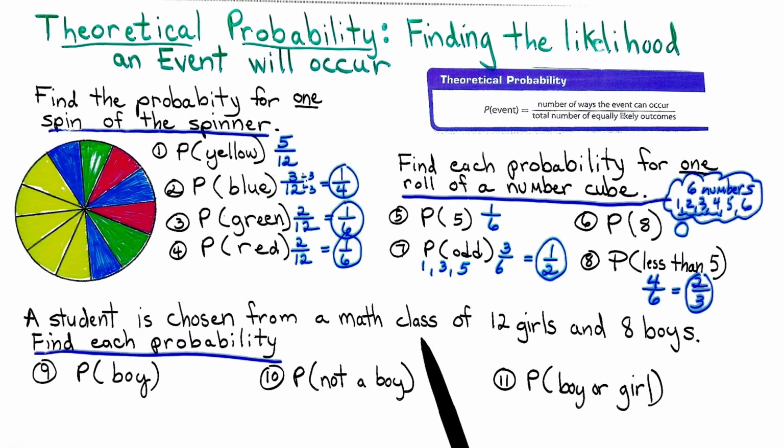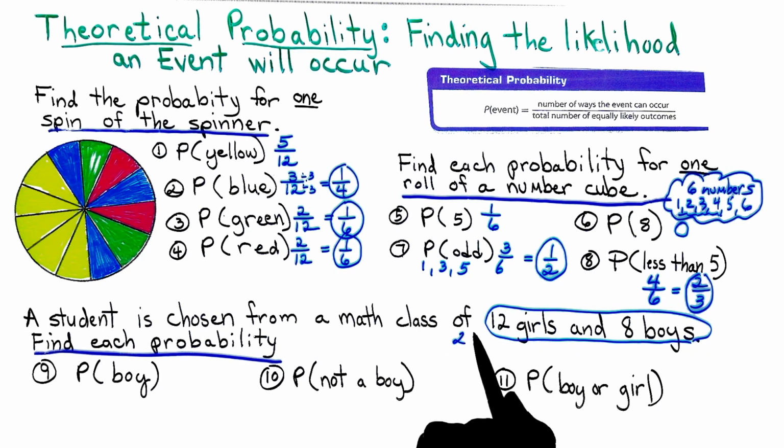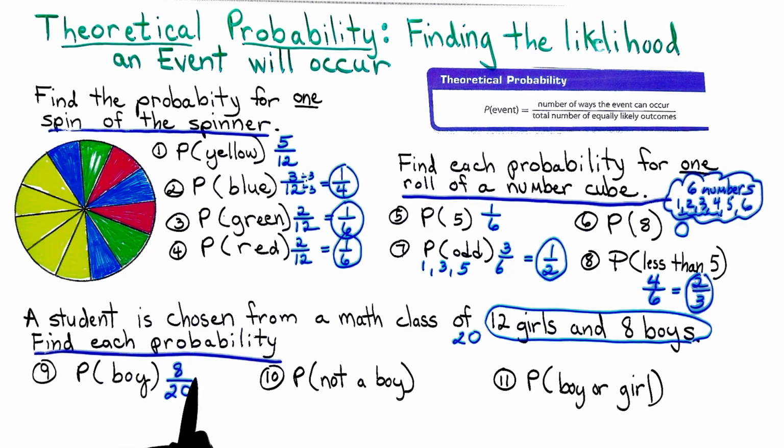All right, let's look at the last example we have. A student is chosen from a math class of 12 girls and 8 boys. Find each probability. We want the probability that the student was a boy. What you need to make sure you do is add these numbers together so we know that there are 20 students in the class. Our denominator will always start off with that 20. For boys, there's only 8 boys. We can divide both of these numbers by 4. 8 divided by 4 is 2, and 20 divided by 4 is 5. So in simplest terms, we have a 2 out of 5 chance of choosing a boy.